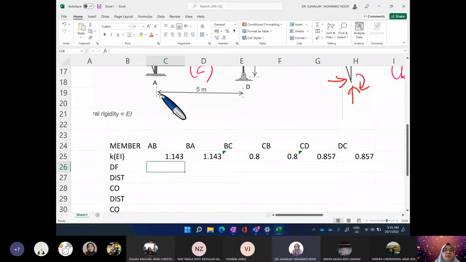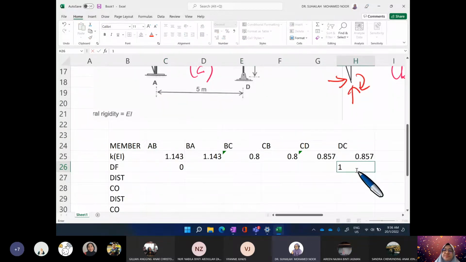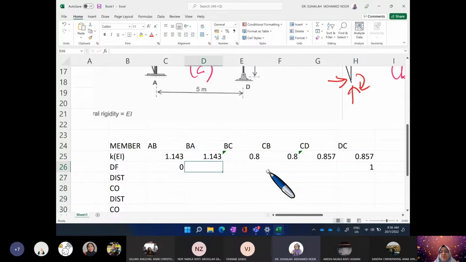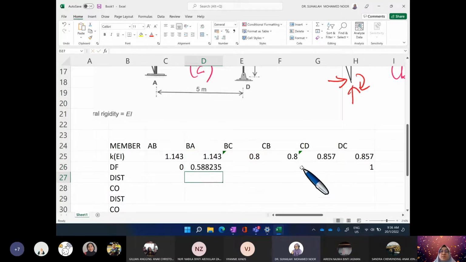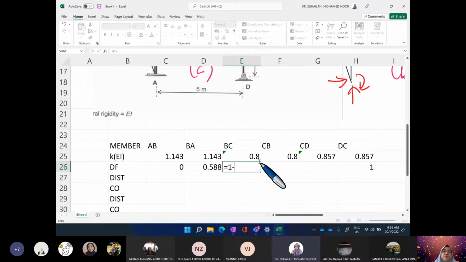So for AB, A is fixed, so it is 0. D is pin, it is 1. So then we calculate as usual. So this is total, this plus this. Okay, KB plus KBC. So this is 0.588. And actually we can find the distribution factor for CB using a simple formula, 1 minus this.